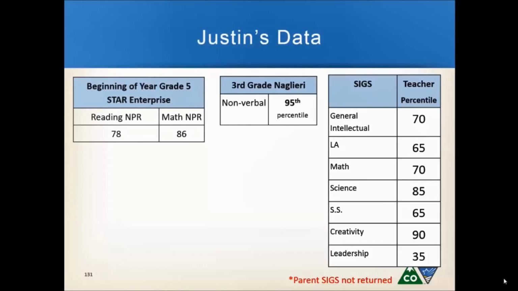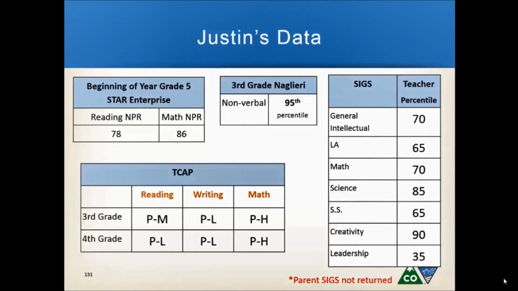This year in 5th grade, the team examines his Normed Reference Achievement Score for STAR. The reading score shows a 78th percentile at the beginning of the year, and for math, 86th percentile. The last 2 years, his state assessments demonstrate that he is proficient medium in reading and dropped to proficient low in 4th grade, is proficient low in writing, and has been consistently proficient high in math.